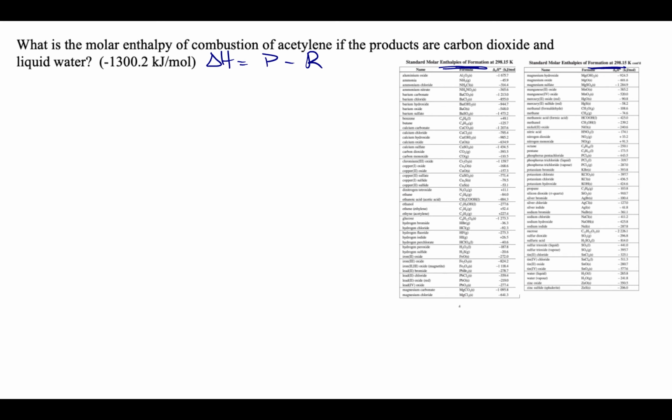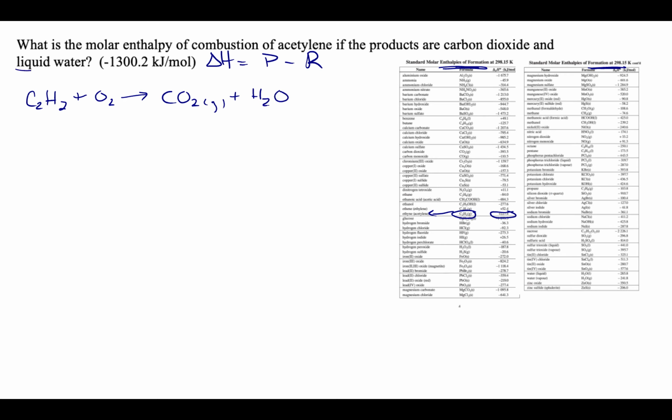So acetylene, you do find it, I know this is really, really small here, but you do find it, which one is it here? Right here. So it also has that molar enthalpy of formation. So I'm going to just write this out. So we have C2H2, and if you're looking at a combustion reaction, then you know you're adding in oxygen and your products will always be carbon dioxide and water.